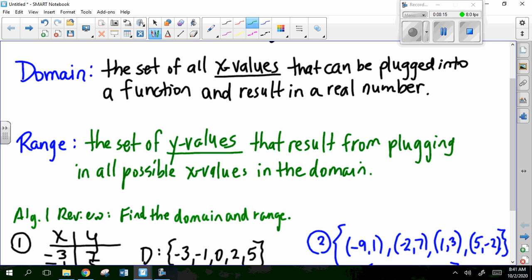So it's a set of answers. It's the set of answers that you get when you plug in the domain, when you plug in the x values. Okay?